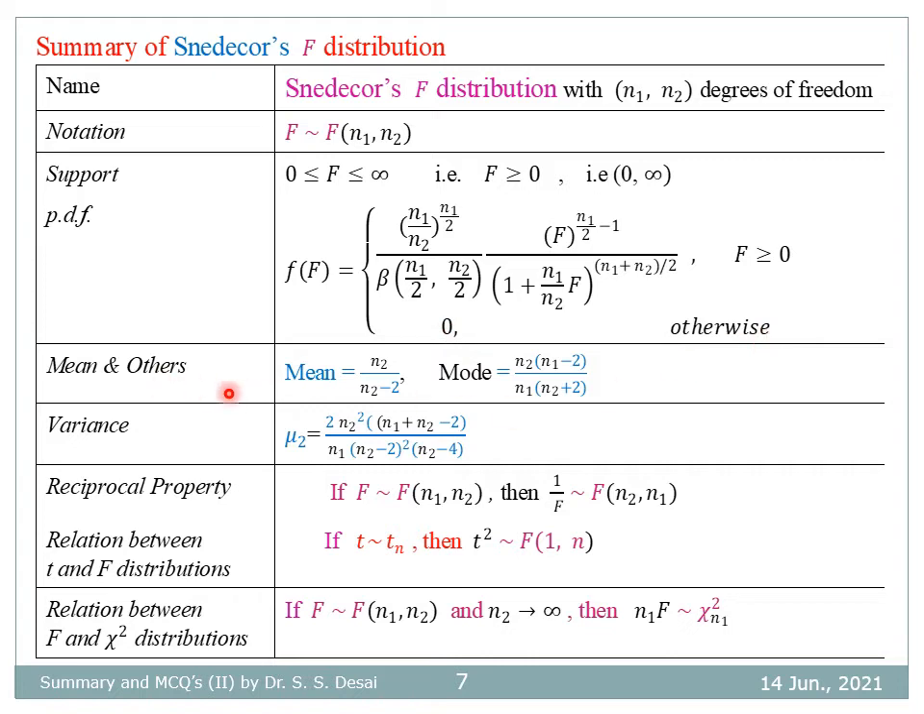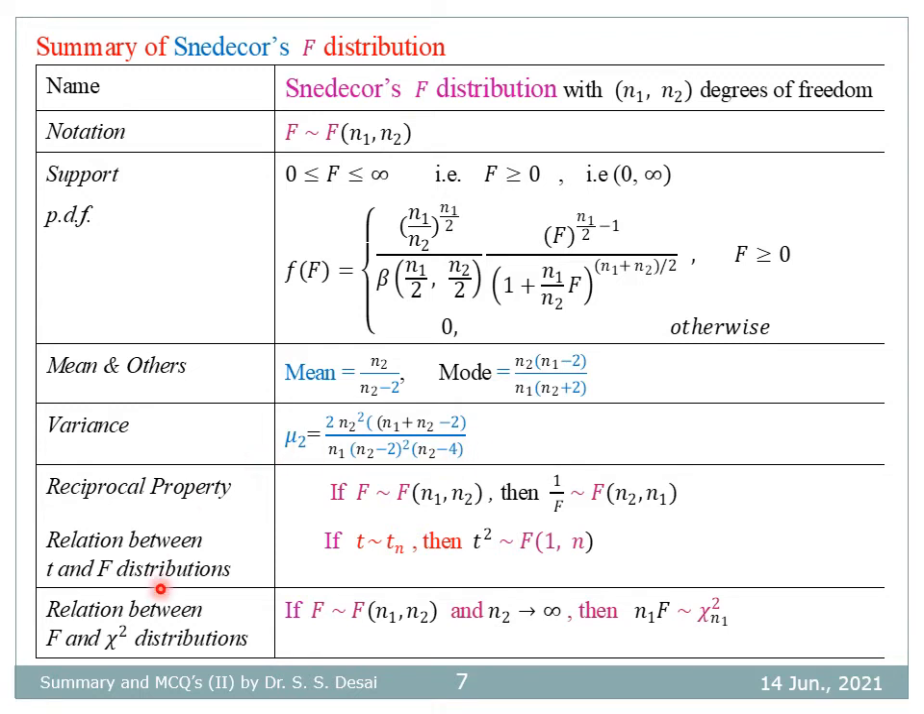The mean of the F distribution is n2 divided by n2 minus 2. This mean is independent of the first degrees of freedom n1. The mode is given by n2 into n1 minus 2 divided by n1 into n2 plus 2. The variance is given by mu2 equal to 2 times n2 square into n1 plus n2 minus 2, divided by n1 into n2 minus 2 bracket square into n2 minus 4.